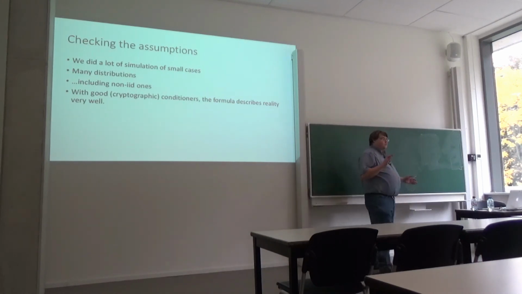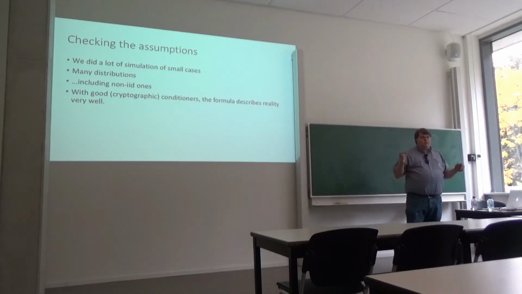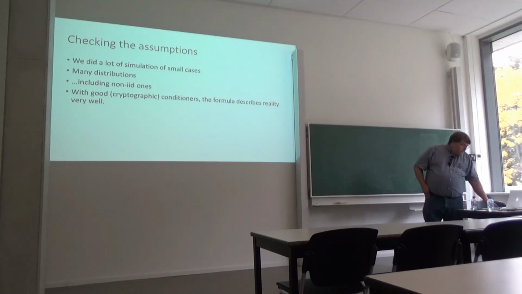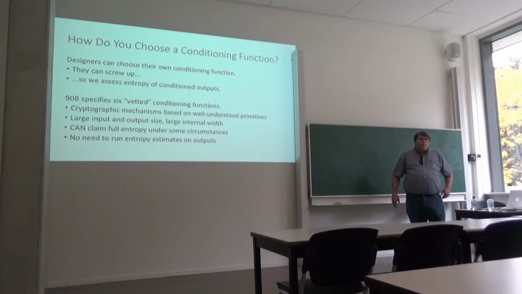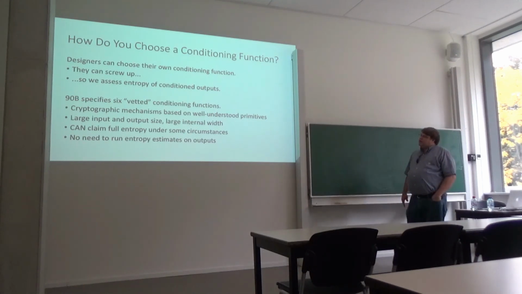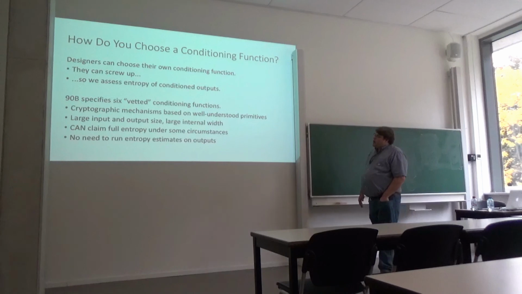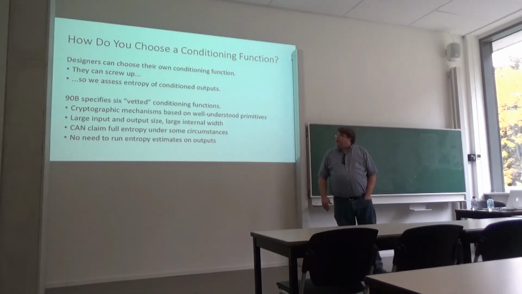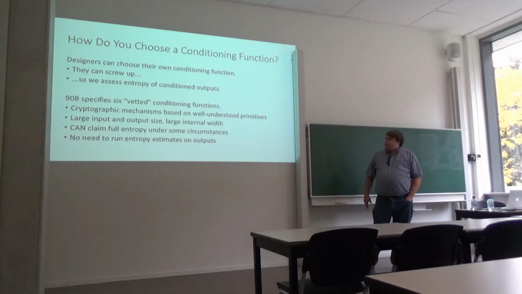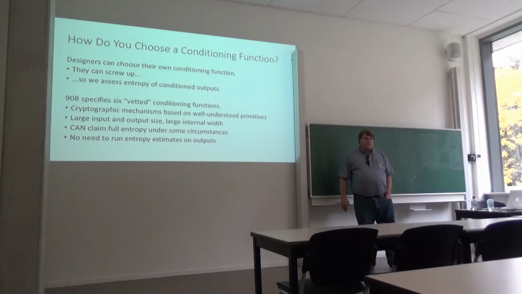Now, obviously, it doesn't describe reality very well if your conditioner is like the identity function or something, or the zero function. But if the conditioner is good, this gives us an expectation of how much entropy we should be able to get out from the output. So when you're designing this thing, how do you choose a conditioning function? Well, designers are allowed to choose their own. They could screw it up. So if they choose their own, we do some additional assessment. We also specify 6 vetted conditioning functions that are cryptographic.